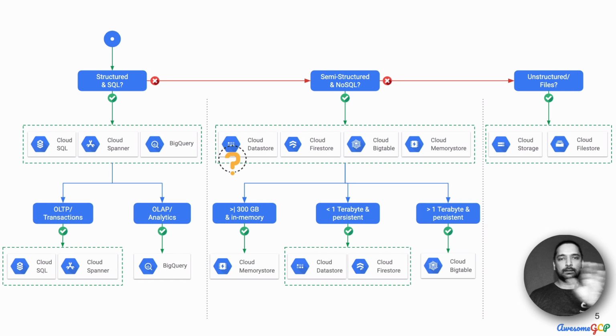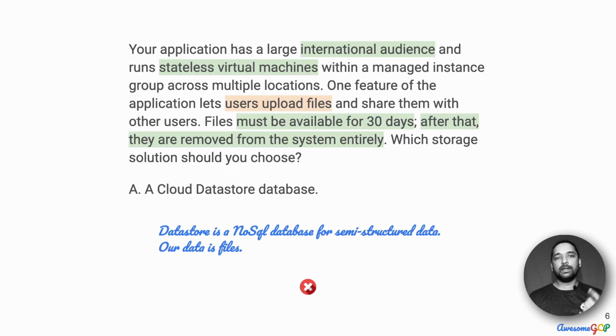So if we look at the flow chart to decide the right storage to choose, Cloud Datastore falls in the middle set, which works with semi-structured and NoSQL data. Given that is the case, will Cloud Datastore be a good option for this requirement? The answer is no, because what we require is to be able to upload files such as images and videos and documents and PDFs, which is not structured or semi-structured data. Therefore, given that Datastore is a NoSQL database for semi-structured data and that our data is files, we can clearly eliminate this option.